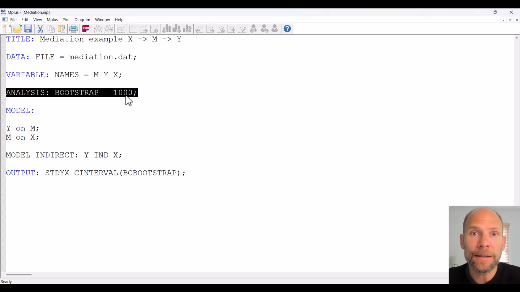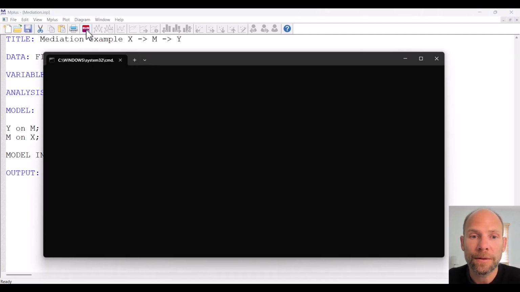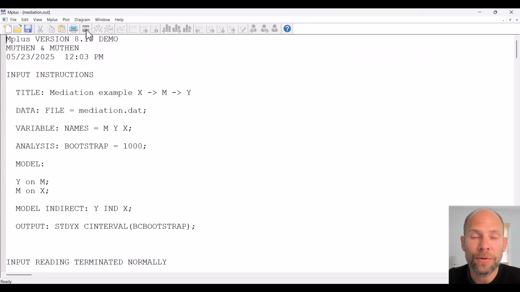So let's run this input file and first of all take a look at whether we can reasonably assume that the direct effect from x to y is negligible or is 0 in the population. So I'm going to run this input file without the direct effect x to y first. So you can see the bootstrap samples are drawn, and that goes fast, doesn't take very long.